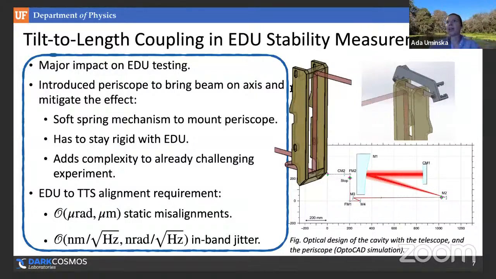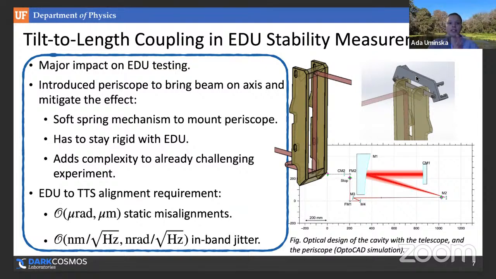So we came up with the idea of how to mount it, which is shown here on the top right graph: we have a soft spring that is threaded through the periscope, and this metal clamp grabs the primary mirror from the back. So this, as you can see, adds quite a lot of complexity to an already challenging experiment.